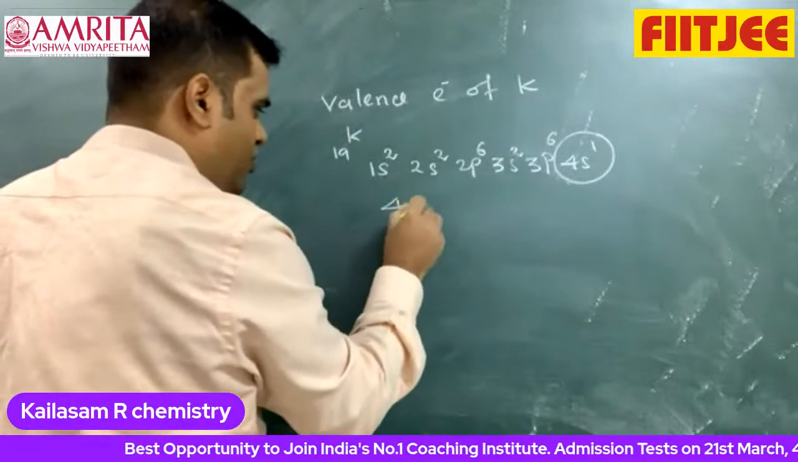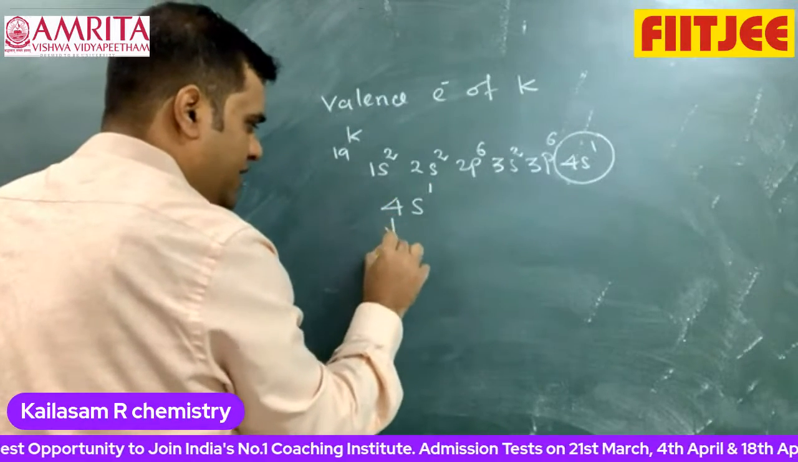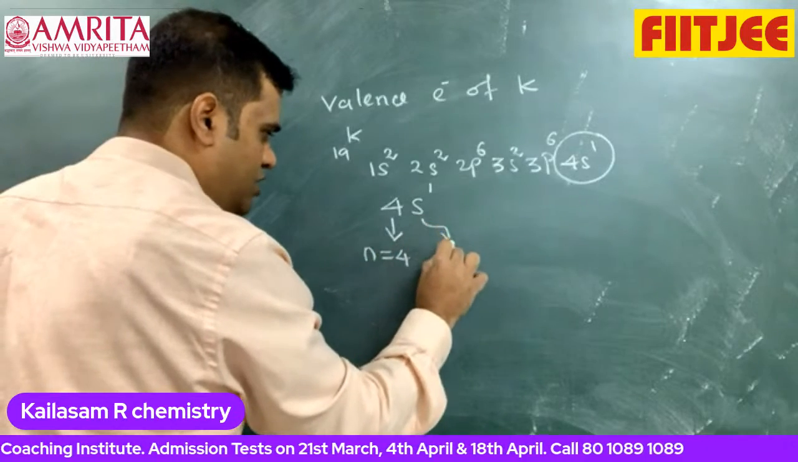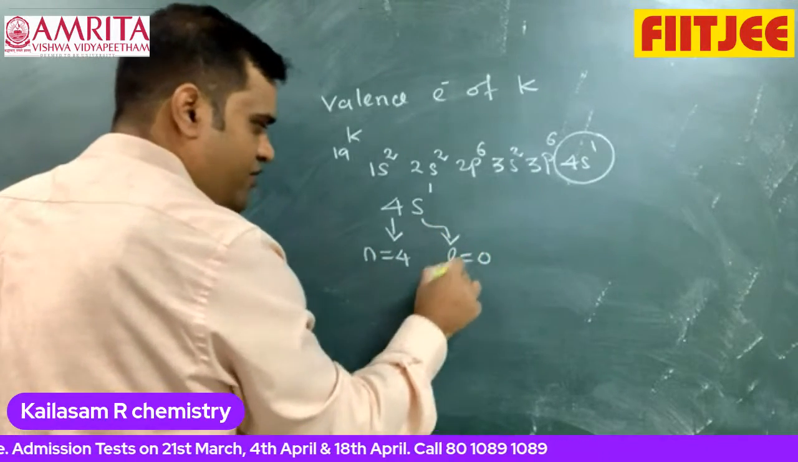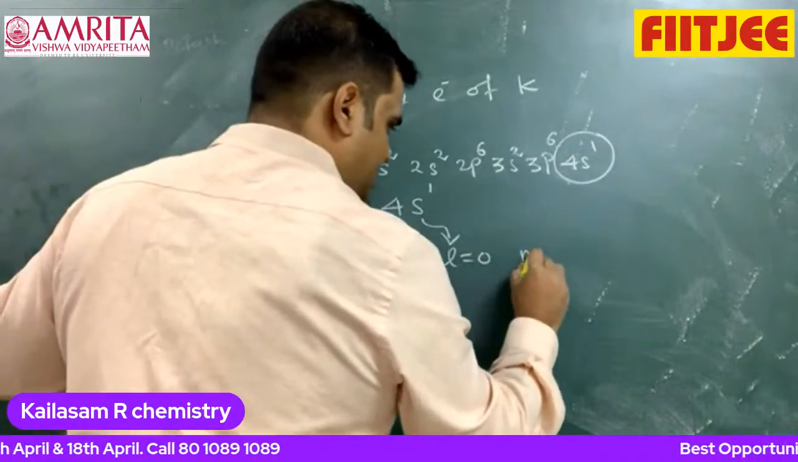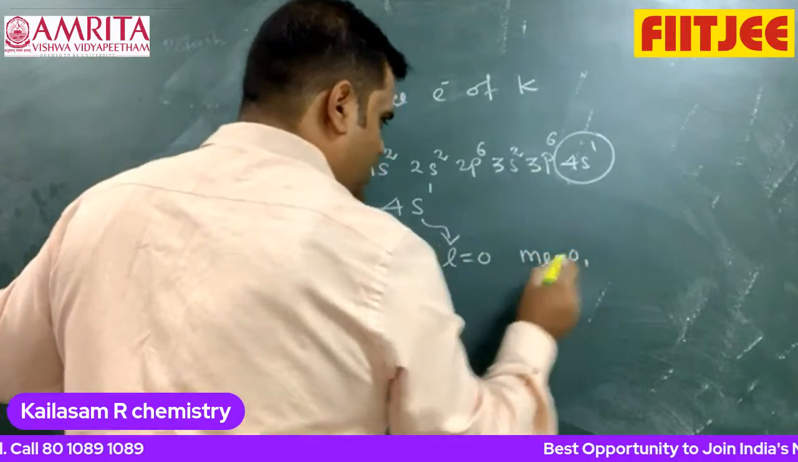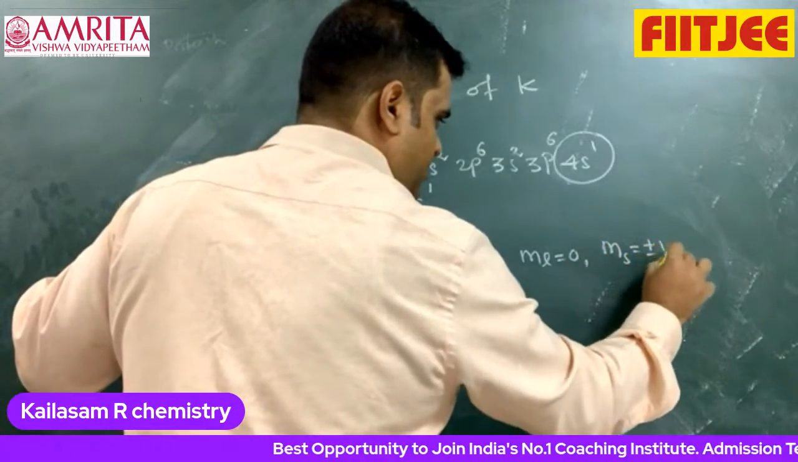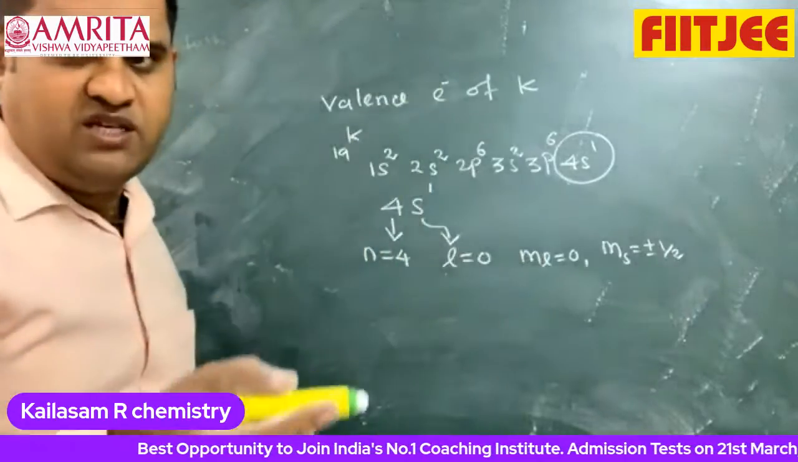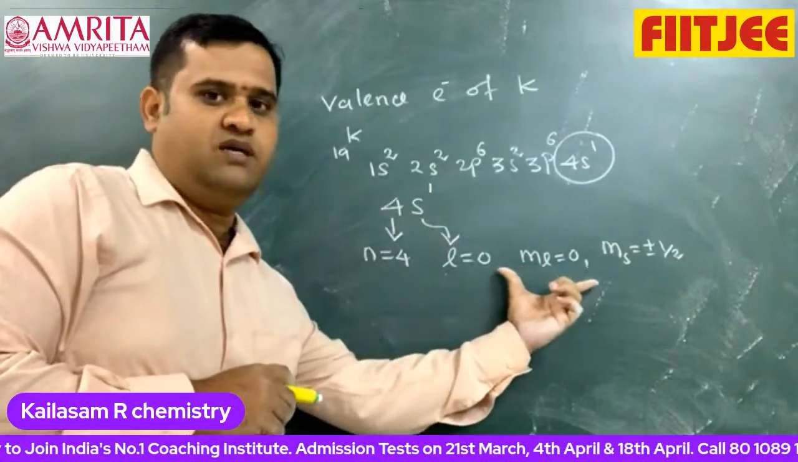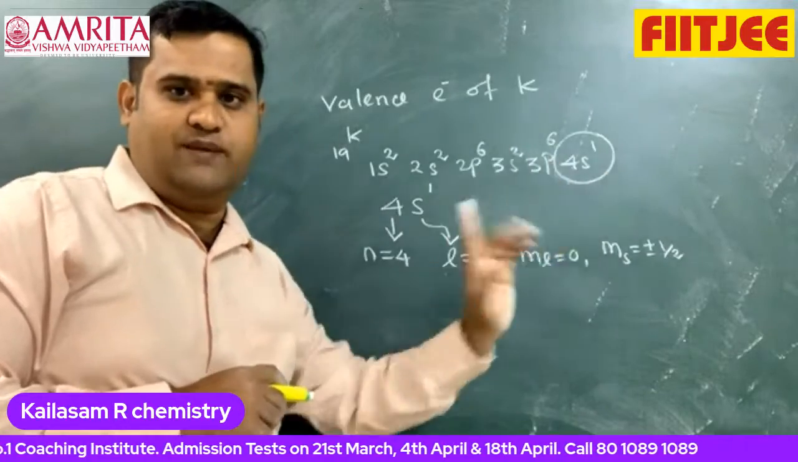I'm writing 4s1. Now I can write that this belongs to n is equal to 4. This belongs to l is equal to 0. When l is equal to 0, it means they have only one orbital, so I can write that ml is equal to 0. Now I am writing ms is equal to plus or minus 1 by 2. Look at the options and based on that we can write it. That means these are the 4 possible quantum numbers for the valence electron of potassium, 4s1.